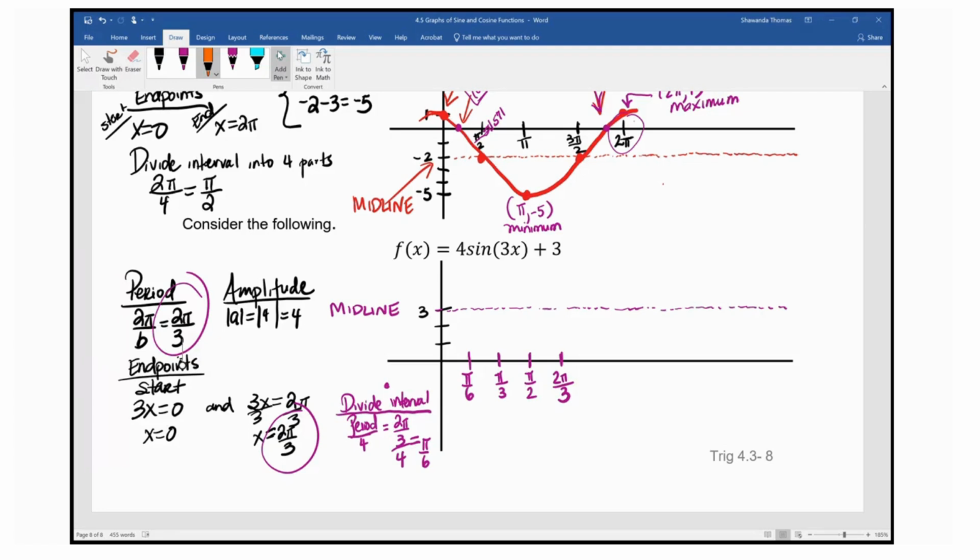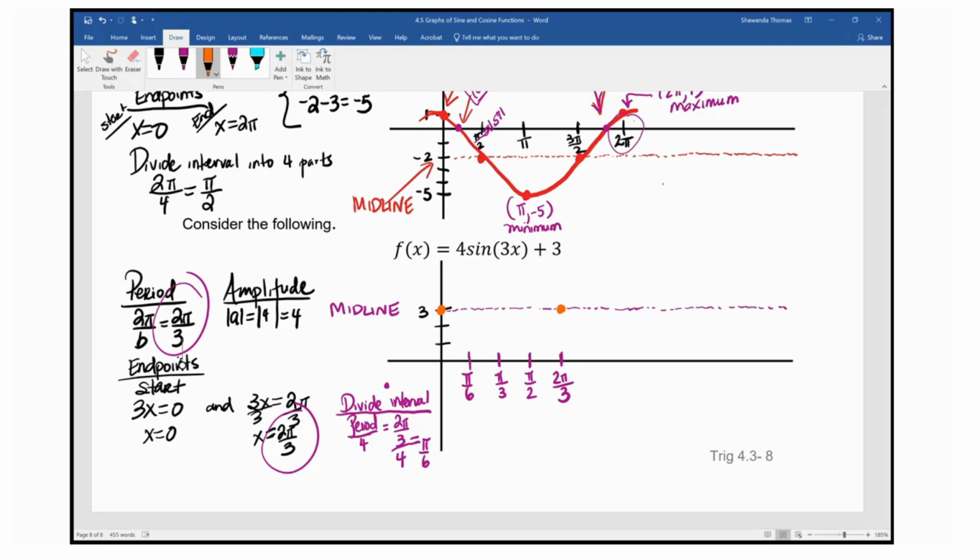When you say end, 0, 0. Okay. 0, 3. All right. And 2 pi over 3, 3. Okay. And then the center. Where is the center?